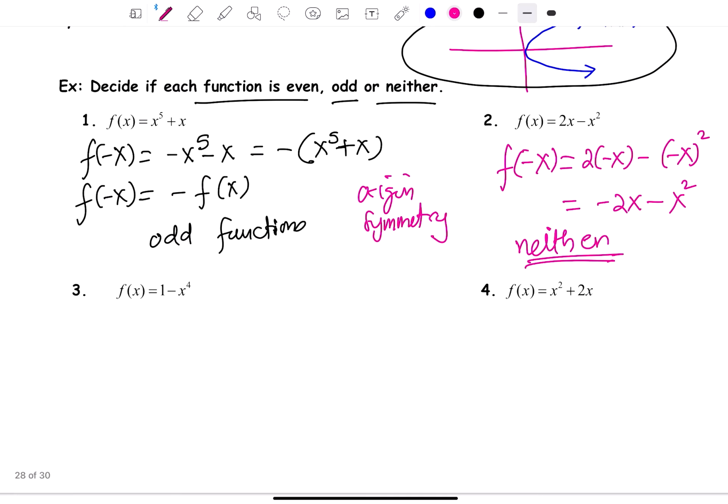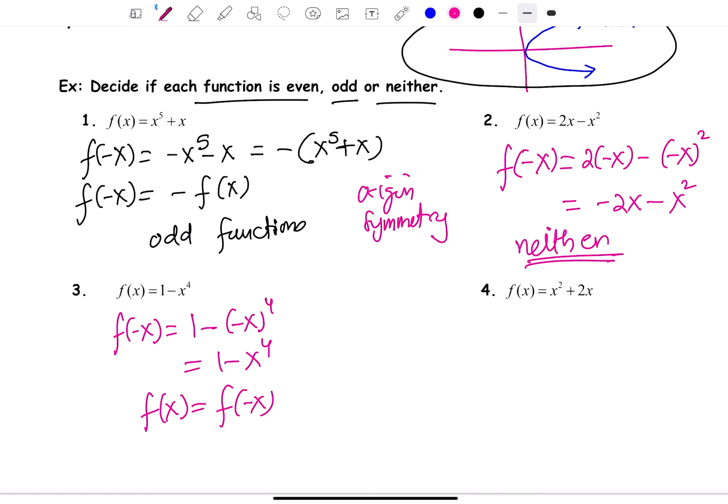Next, f of x is 1 minus x to the fourth, so f of negative x will be 1 minus negative x to the fourth, which is 1 minus x to the fourth. So in this case, f of x is equal to f of negative x. That means it's an even function, and that function has y-axis symmetry.